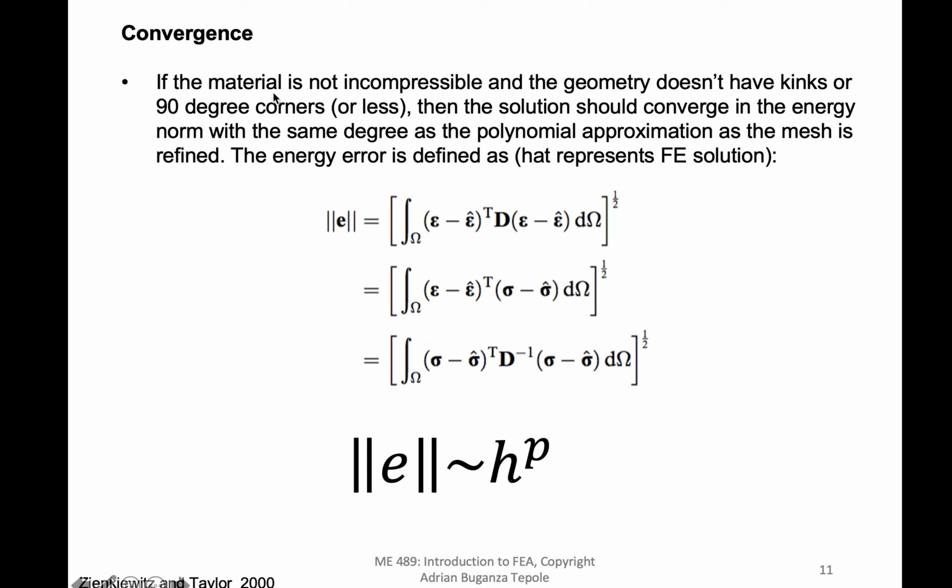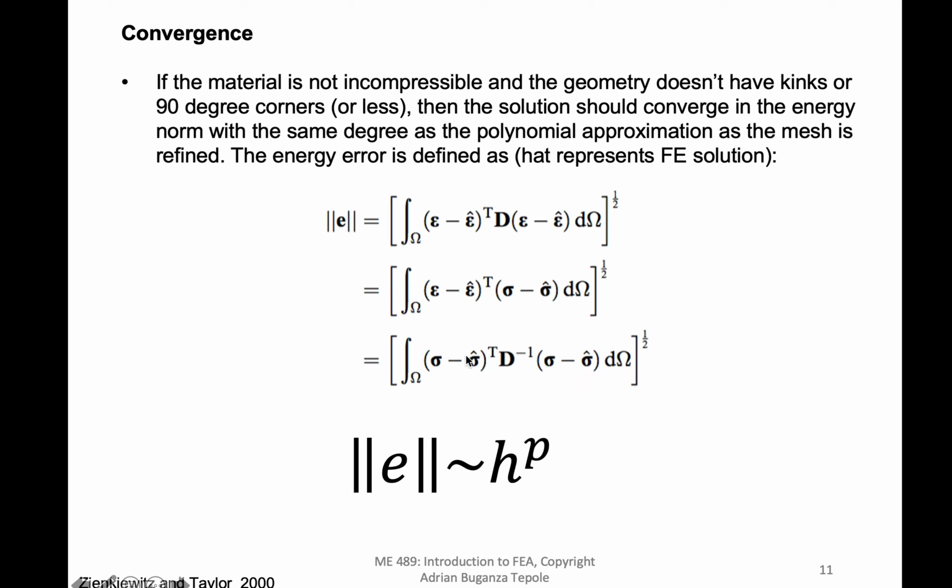First of all, these rates of convergence that I'm going to give you work for cases where the material is not incompressible and the geometry doesn't have kinks or 90-degree corners or less. Then the solution should converge in the energy norm with the same degree as the polynomial approximation, and it will scale with the mesh size. The energy norm is defined as this integral. It's sort of like the square of the strains or the square of the stresses. So in a way, you can think of this energy norm as measuring your error in the stresses.